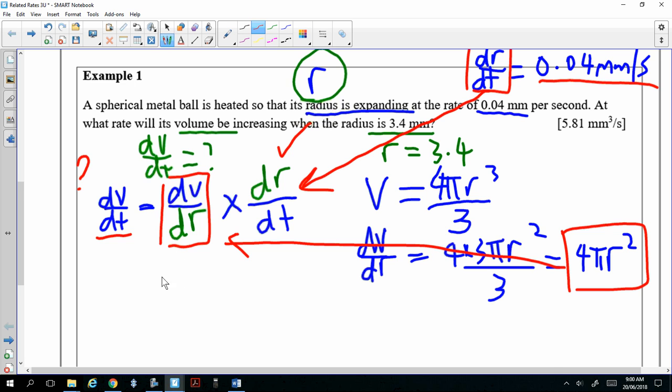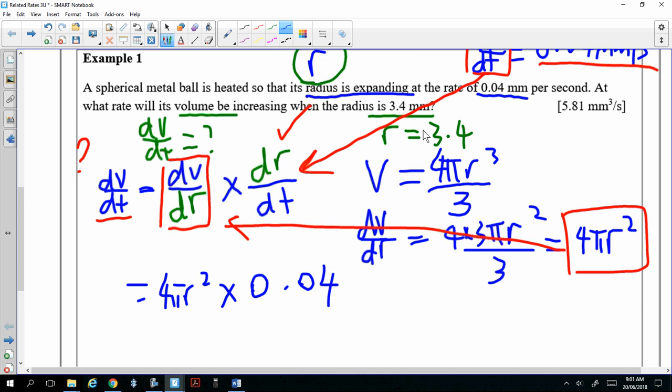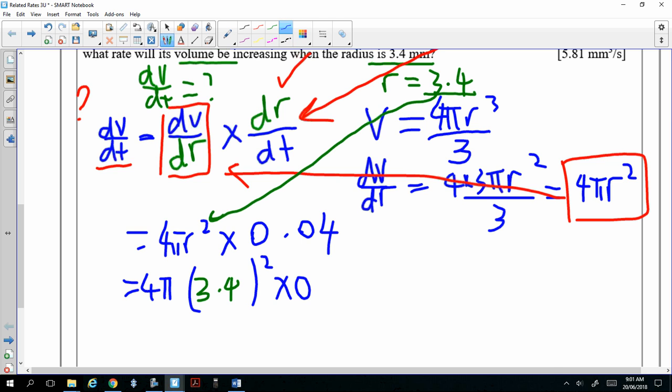Alright, let's substitute this information in to find dV/dt. So 4πr² multiplied by 0.04. Now we are also given the fact that r is 3.4, so you substitute 3.4 in as well. See that 3.4 needs to be replaced. And put everything in. 4π, that's 3.4 squared, times 0.04. And you just do it on a calculator. Got my calculator here.